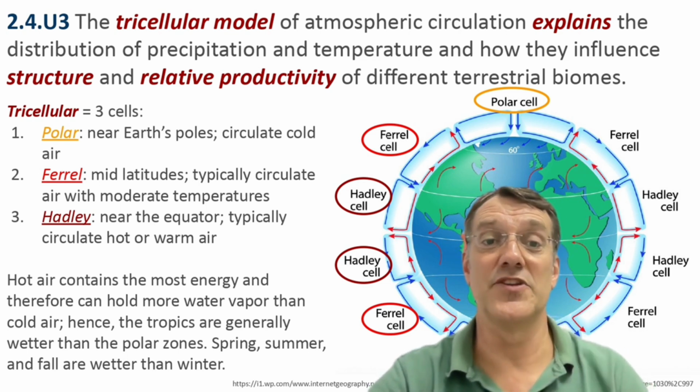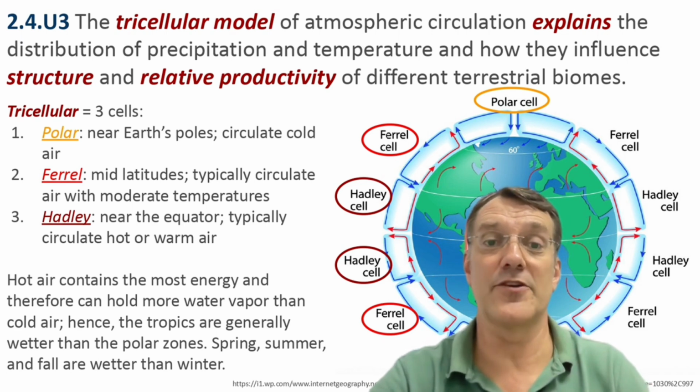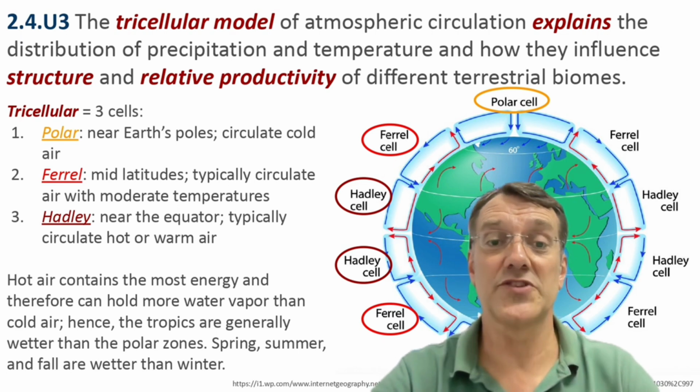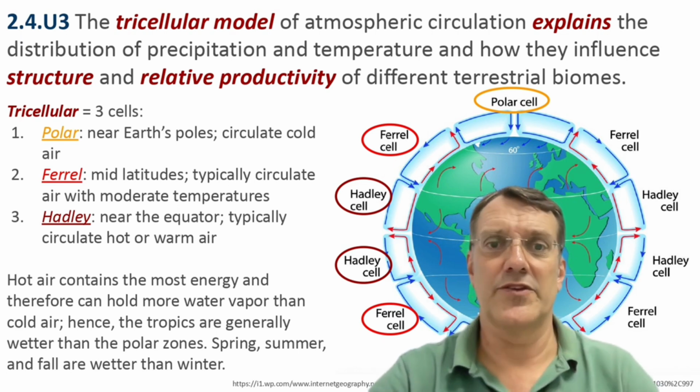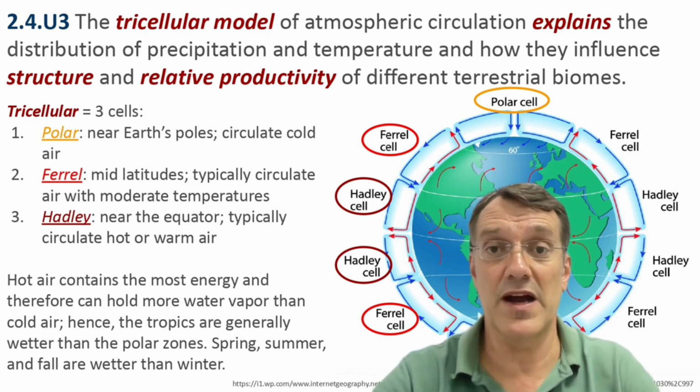The Hadley cells near the equator circulate warm air. The Ferrel cells in the mid-latitudes circulate moderate temperature air. And third, the polar cells circulate cold air. This circulation pattern creates predictable climate zones, and those climate zones influence the distribution of biomes.